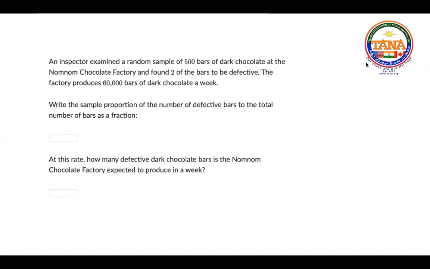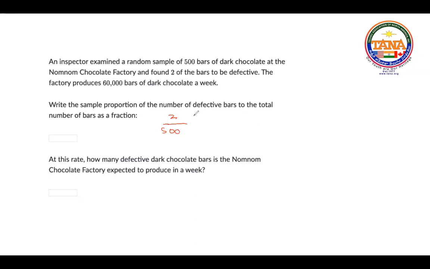All right. So for this problem, for part A, the way we do this, where did this go? One second. I dropped my pen that I used to do this somewhere. All right. So an inspector examined a random sample of 500 bars of dark chocolate at the Nom Nom chocolate factory and found 2 of the bars to be defective. The factory produces 6,000 bars of dark chocolate a week. So the sample proportion of the number of defective bars to the total number of bars is a fraction. So you know that 2 out of 500 are defective.